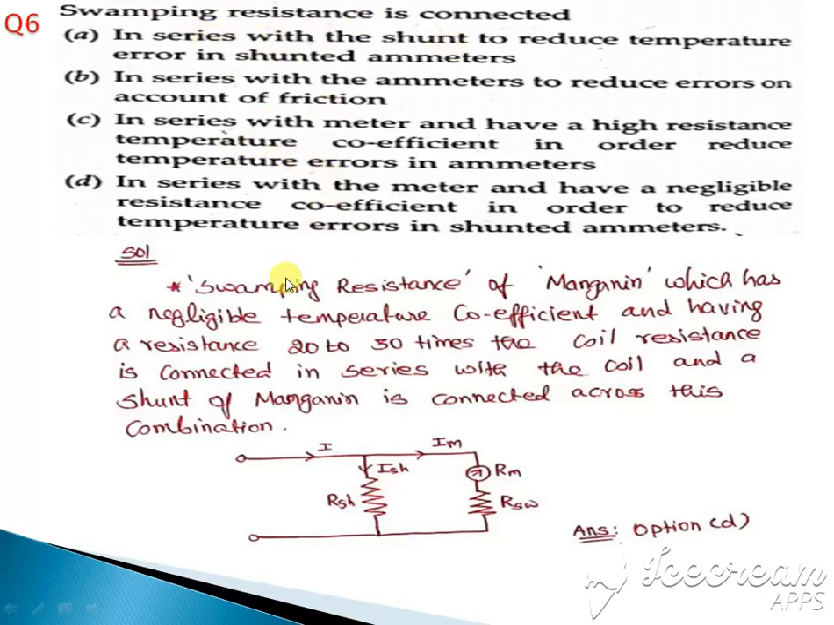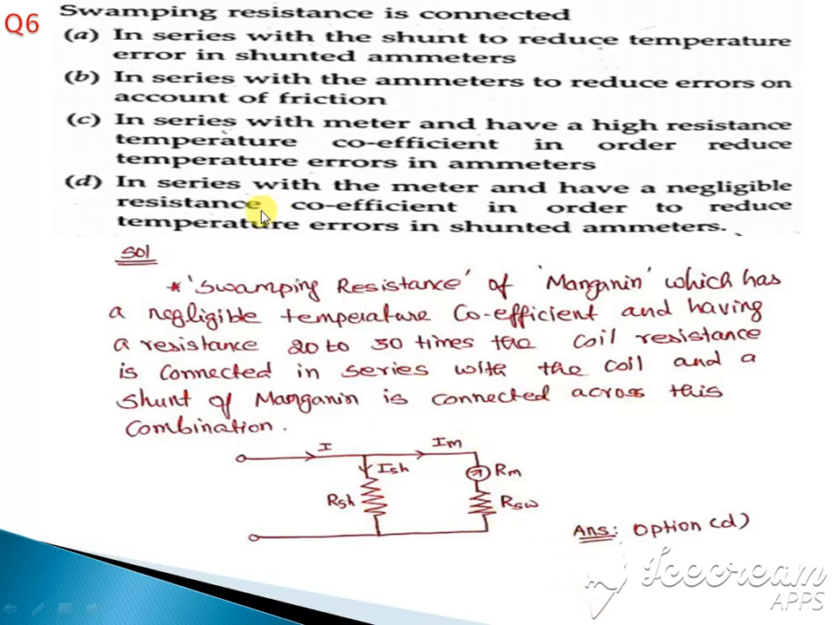6. Swamping resistance is connected in... These are the options given. Swamping resistance of manganese, which has a negligible temperature coefficient and a resistance 20 to 30 times the coil resistance, is connected in series with the coil. And the shunt of manganese is connected across this combination. The shunt is also made of manganese, so it is connected across this combination.